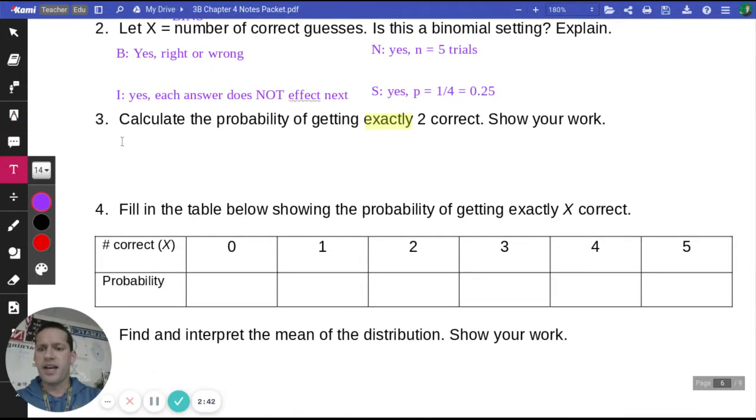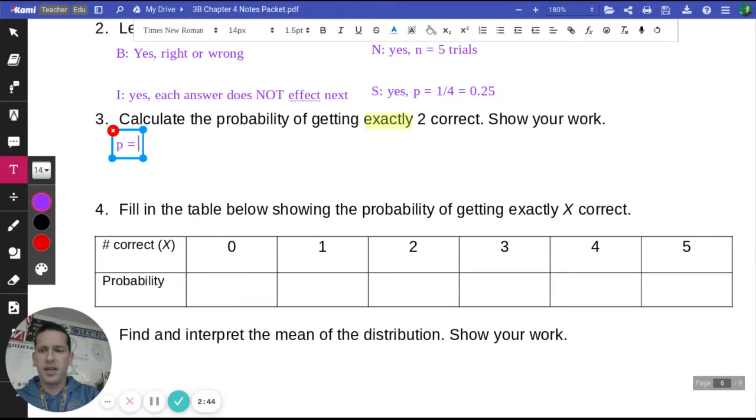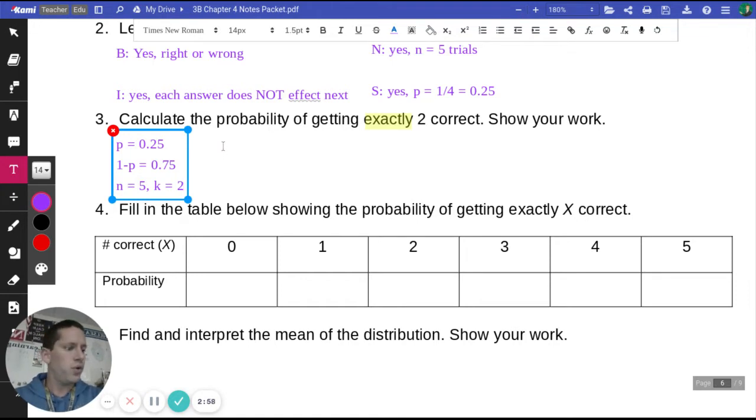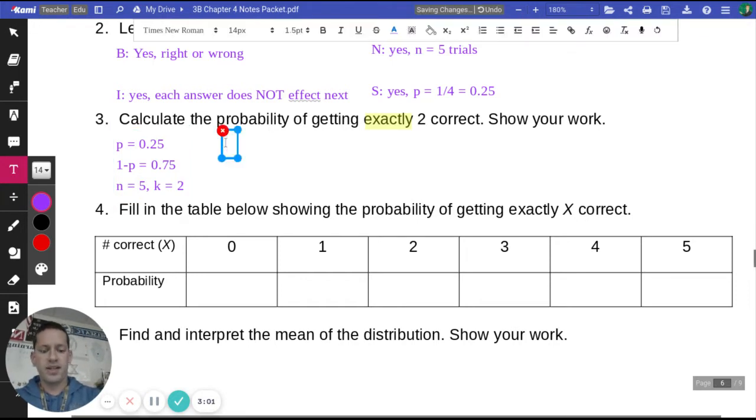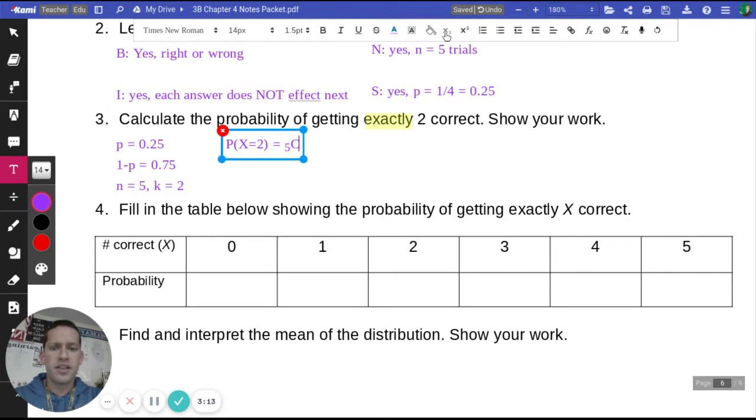So let's jot all that down. We know that P is 0.25. We know that 1 minus P, the probability of getting something wrong, is 0.75. We know that N is 5 trials, and in this case we want a K of 2 correct. So we're going to write that down in probability notation. We want the probability of getting exactly 2 correct, and that's going to be of 5 questions. We are going to take a combination and get 2 correct.